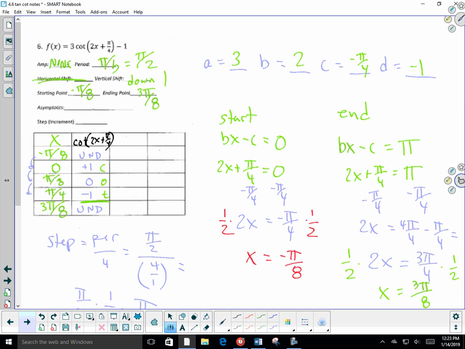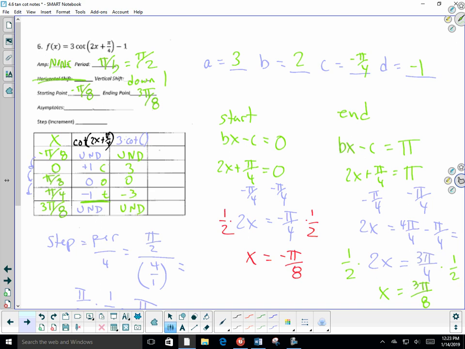At this point, I want to do 3 times that. I don't have enough room. I'm just going to write 3 times cotangent, and put parentheses there. And so I want 3 times that second column. Well, that's just going to be undefined, 3, 0, negative 3, undefined.